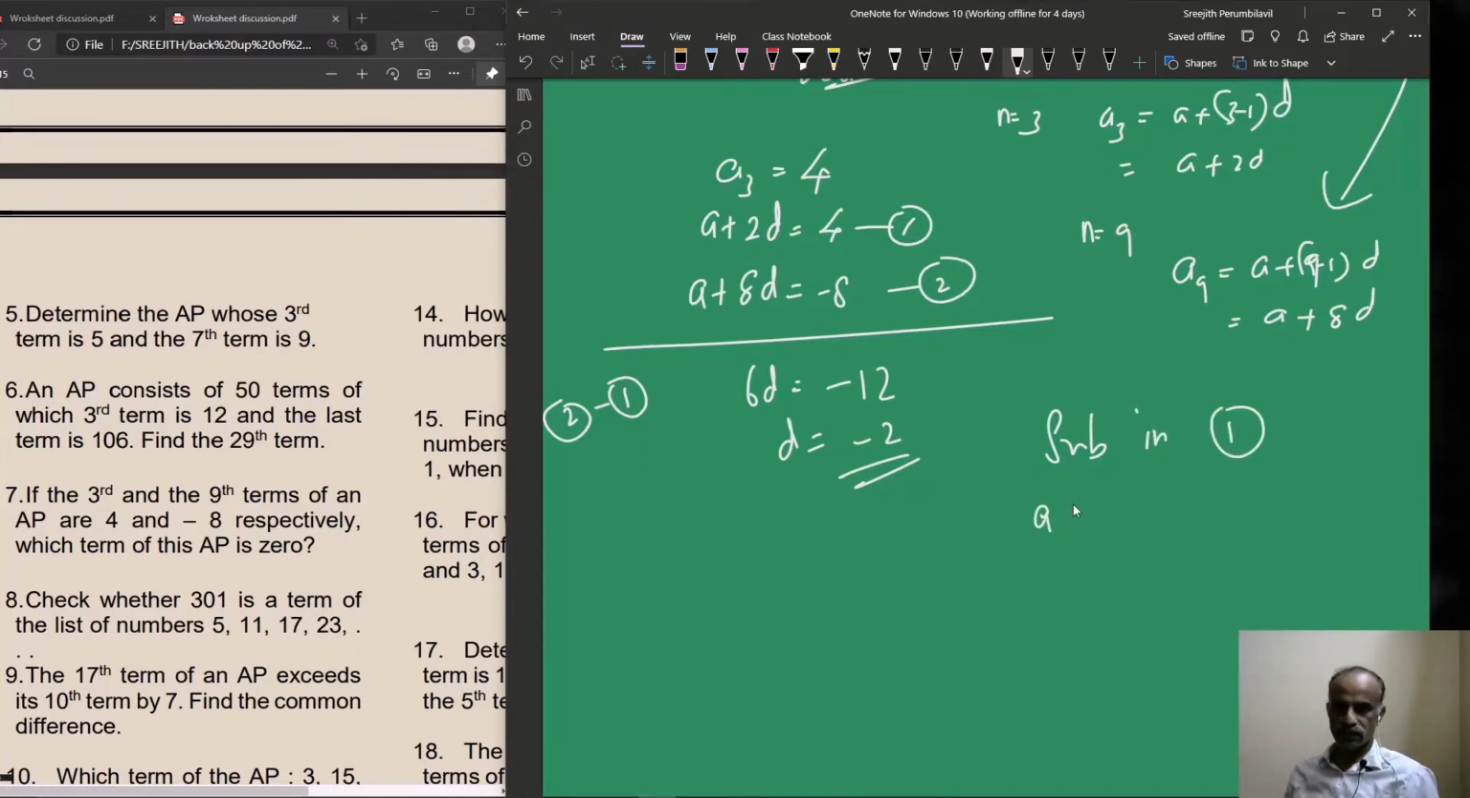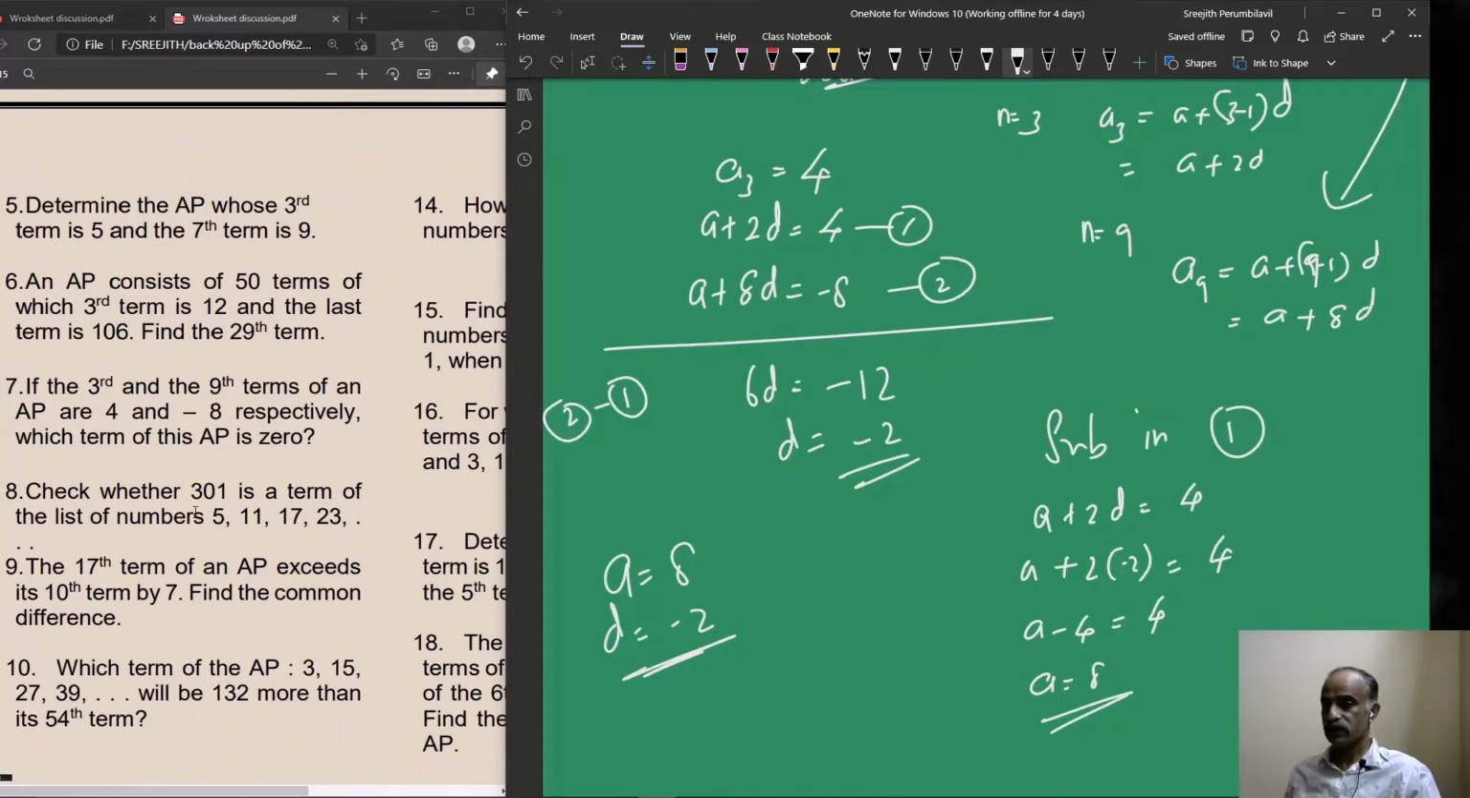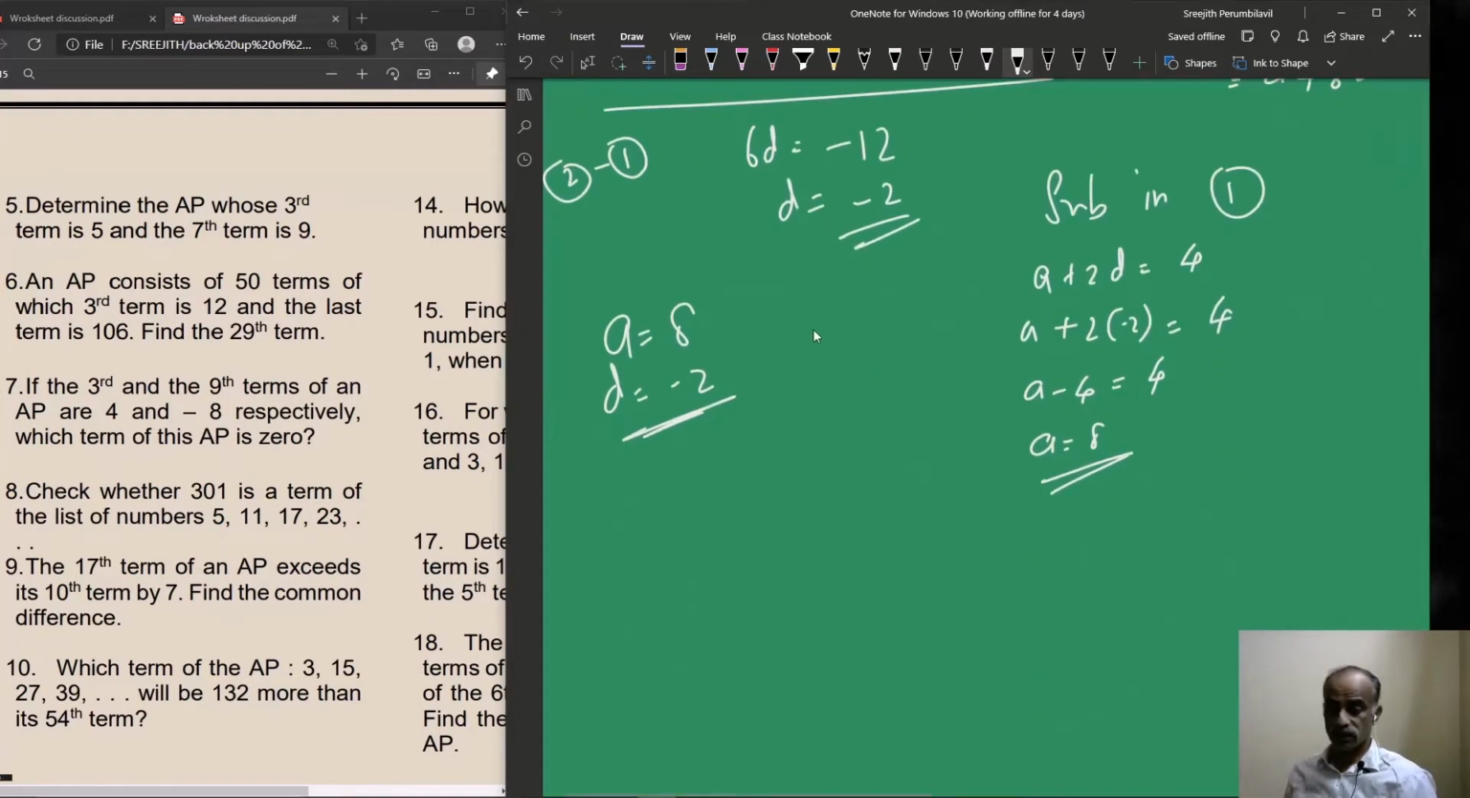That means A plus 2D equal to 4. A plus 2 into -2 is equal to 4. A minus 4 is equal to 4, or A equal to 8. So A equal to 8 and D is equal to -2. The question is, find which term of the AP is 0. Which term of the AP is 0?